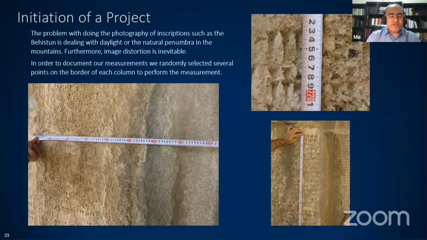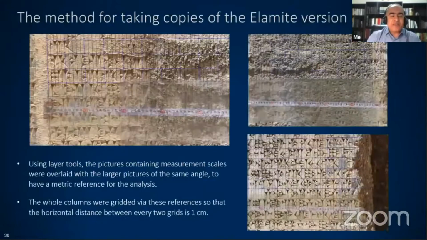Now I'm going to describe the method I use for producing accurate copies of the inscription. Fortunately, the Elamite columns have been carved on the flat, smoothed surface of the rock with a rectangular shape, which makes them easier to scale. So using Photoshop, I selected several photos which depict the measures and overlaid them with a larger picture of the same angle to have a metric reference for the analysis.